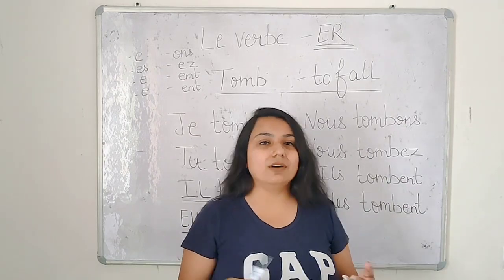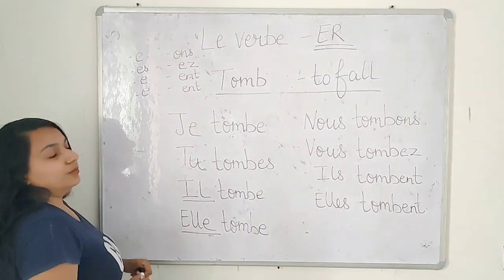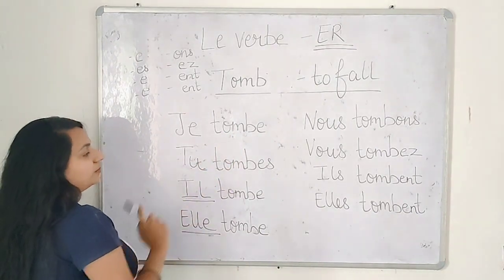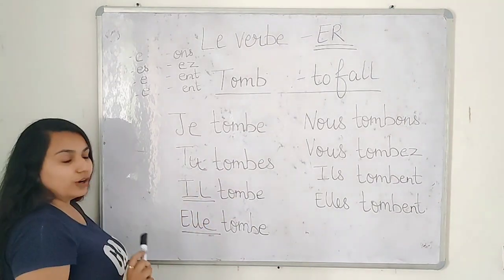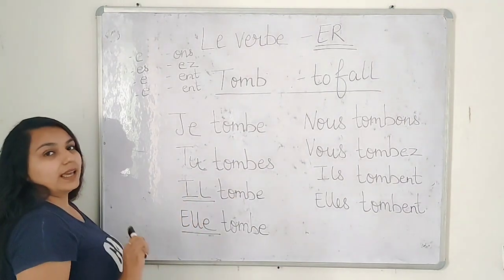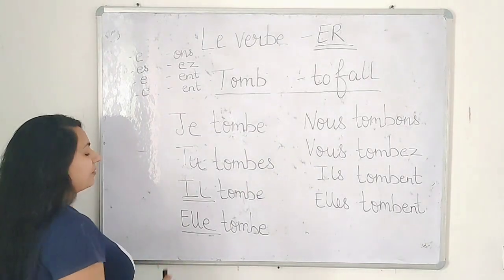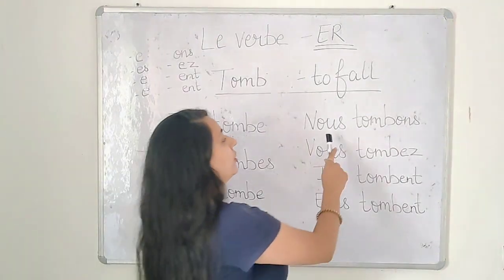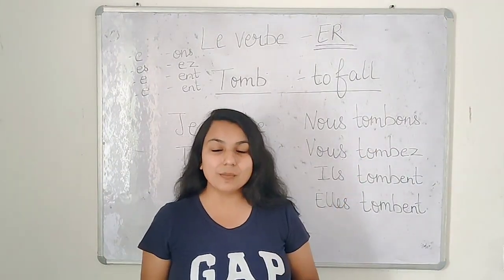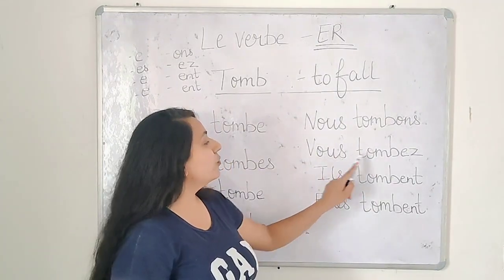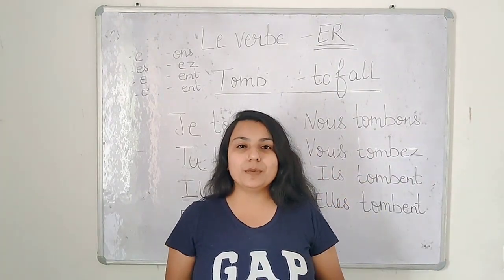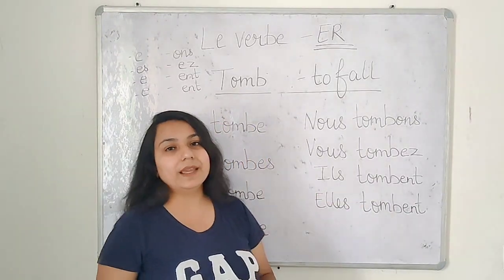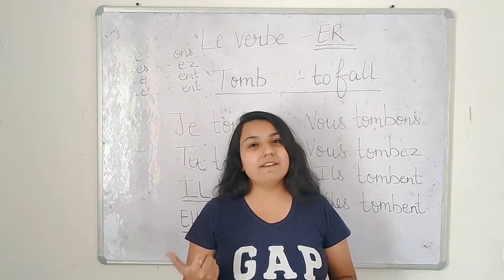Now let's just pronounce each and every verb. Je tombe. Je tombe means I fall. Tu tombes. Tu tombes means you fall. Il tombe. Il tombe means he falls. Elle tombe. Elle tombe means she falls. Nous tombons. Nous tombons means we fall. Vous tombez. Vous tombez means you fall in plural. And ils tombent or elles tombent means they fall in masculine and feminine.